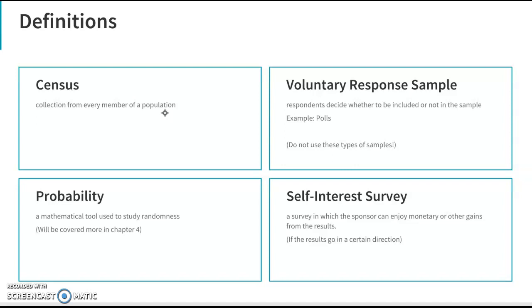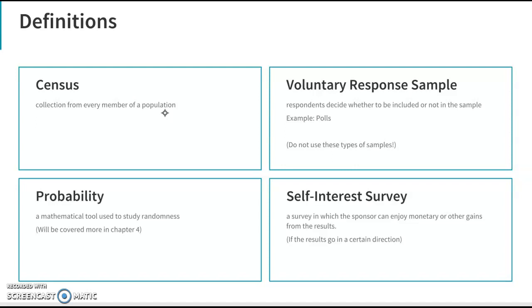A voluntary response sample. This is really big with surveys or polls like you see on Facebook, or surveys that you see on YouTube videos before you watch the video. Now you decide if you want to participate in that survey or poll, or if you don't. So you say, yeah, I'll volunteer myself to respond to this, or no, I will not.